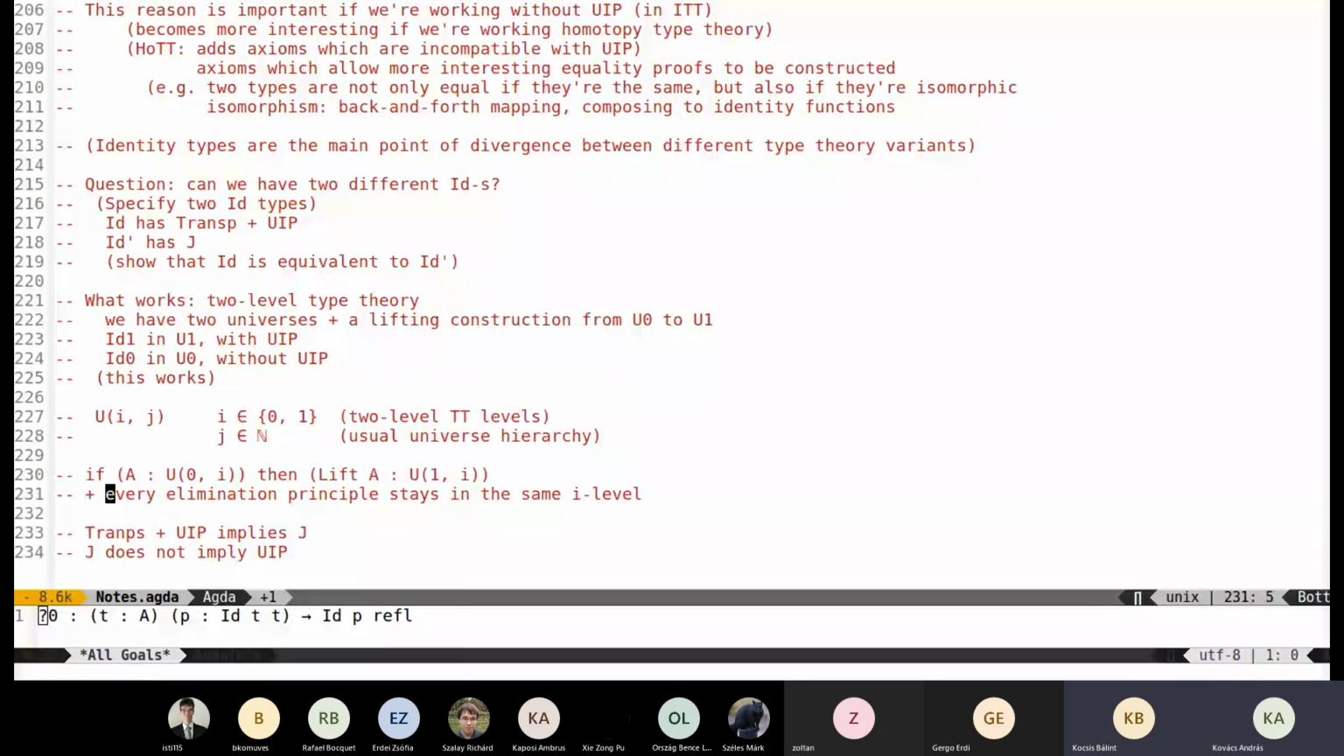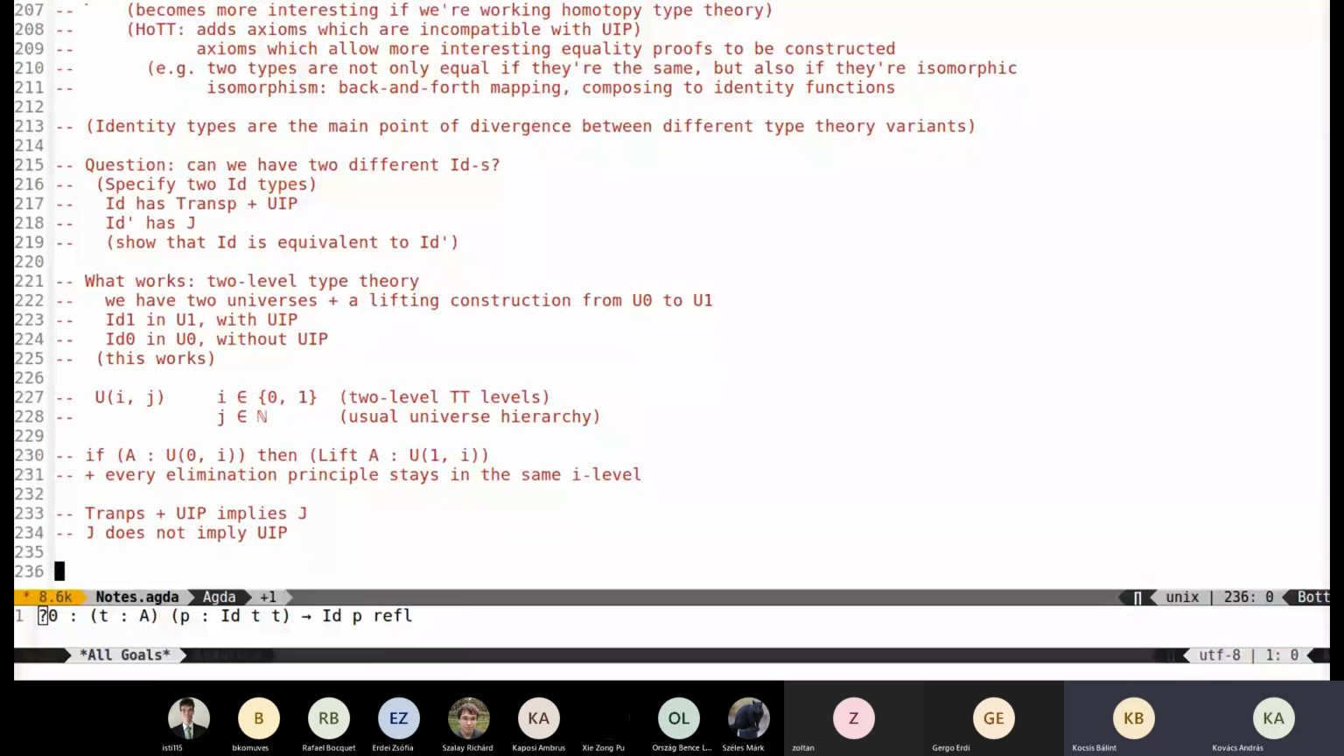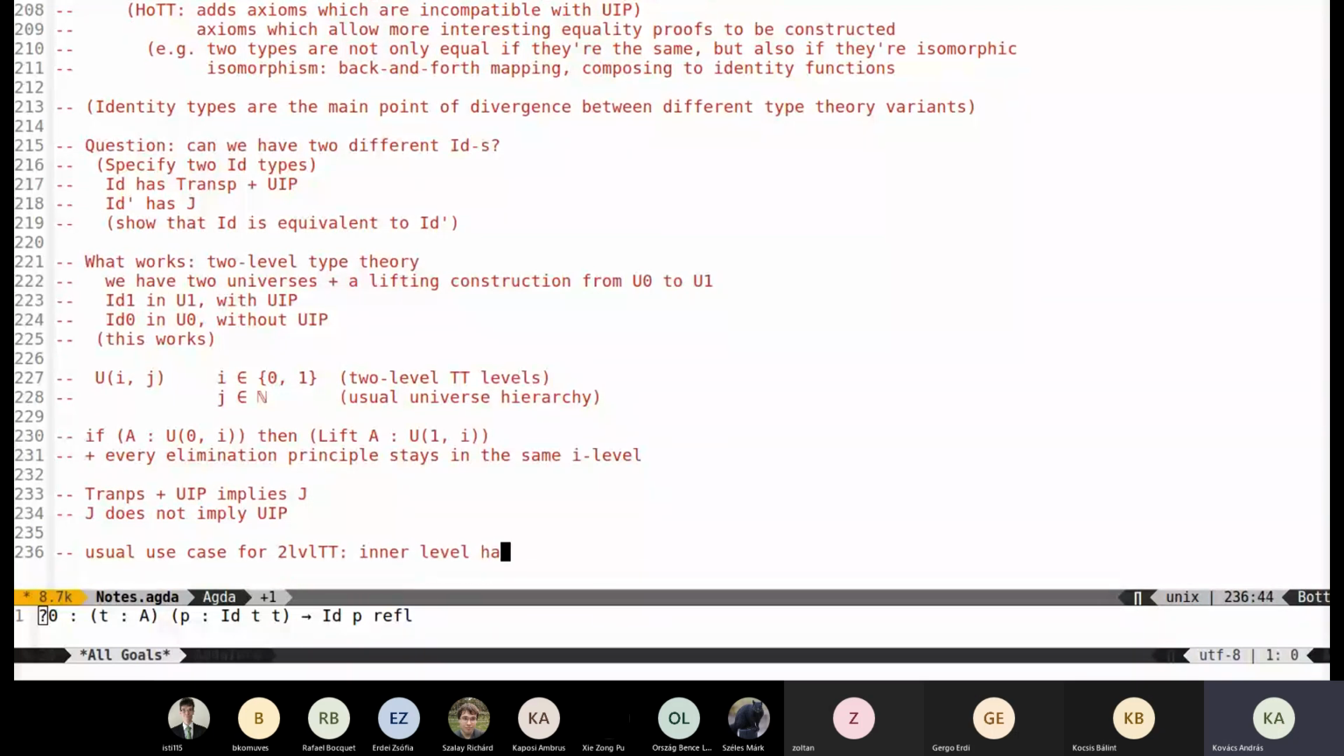And so in this case, the U0 universe level can contain axioms which are incompatible with UIP. Yeah, that's a usual use case for two-level TT, that the inner level has anti-UIP axioms and the outer level has UIP. That's correct. In particular, we say that the inner is HoTT, and usually we say that the outer is ETT.